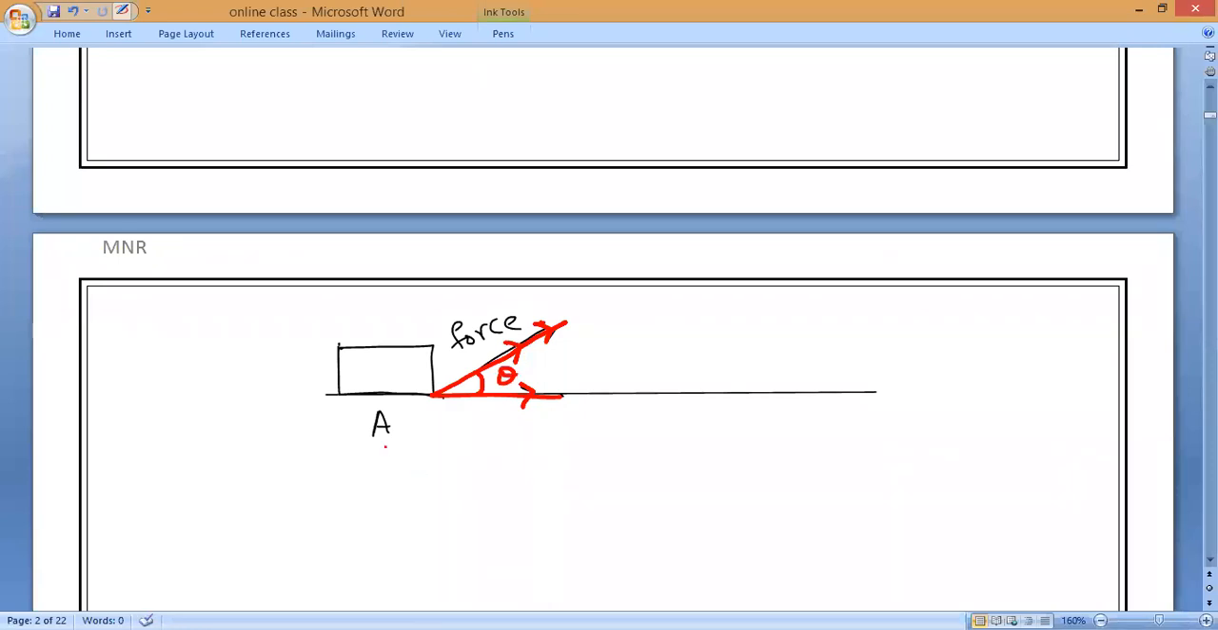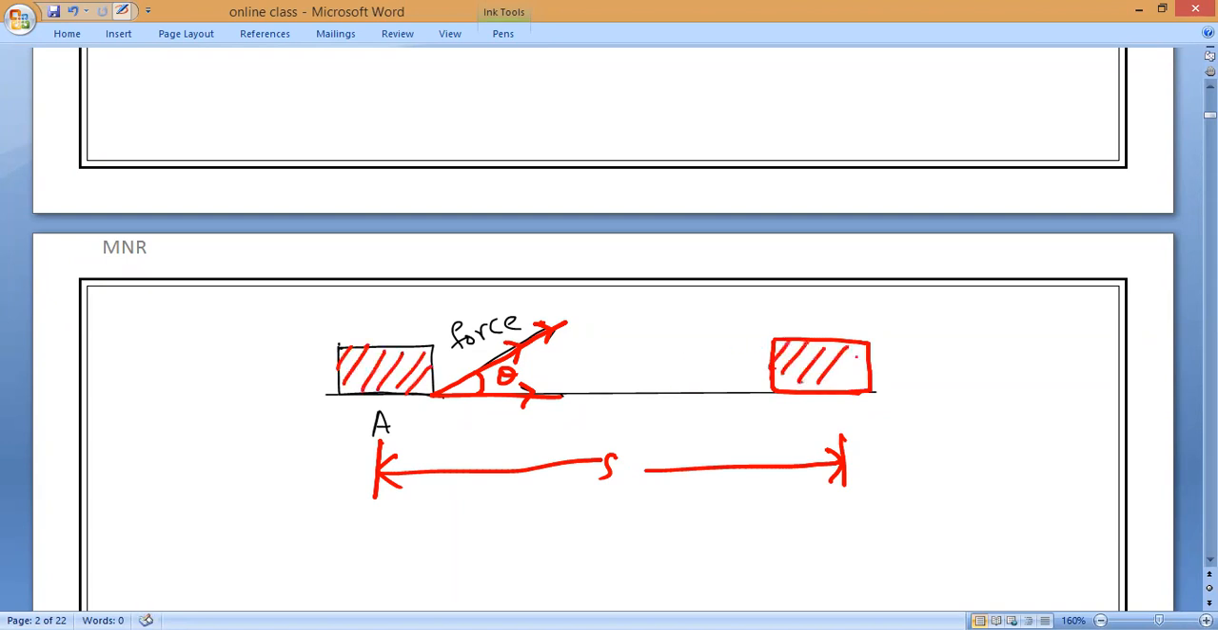Now, after a certain time, the position has changed. This is the position to which the object has moved. The object has reached here. This is the object at position A and this is the position B.